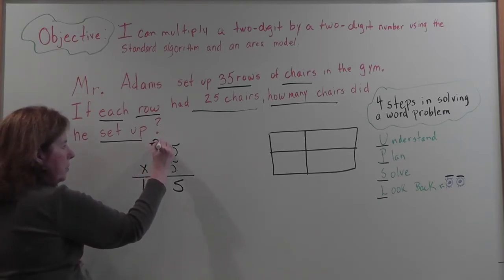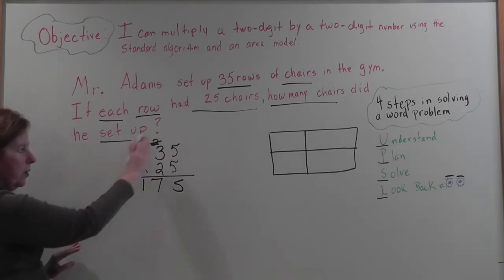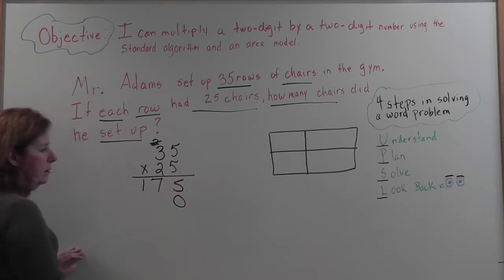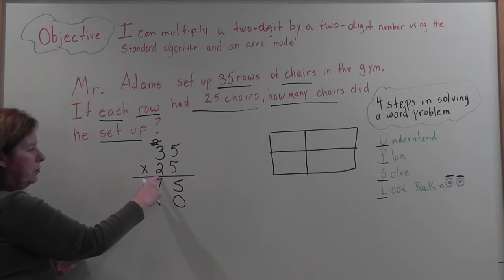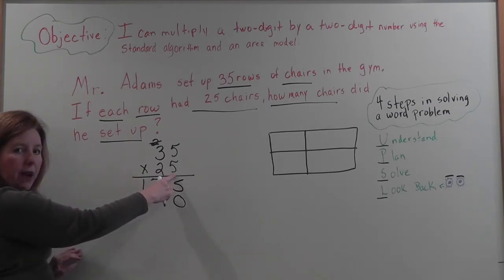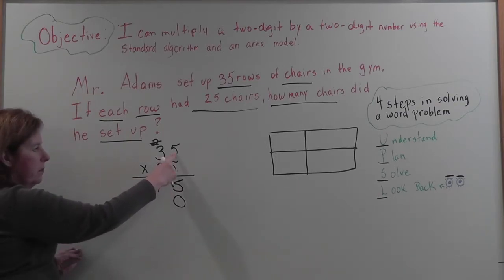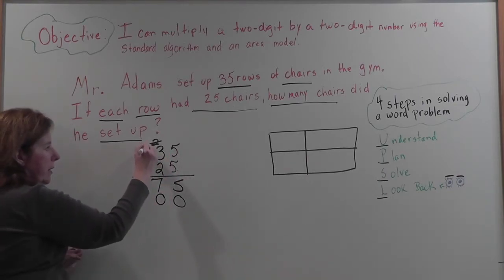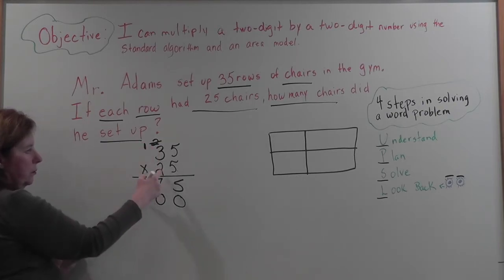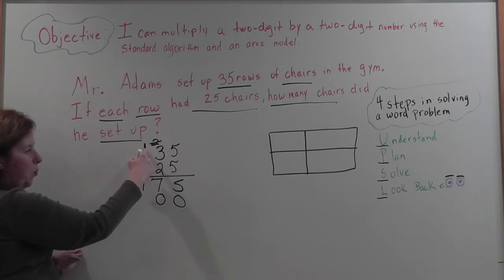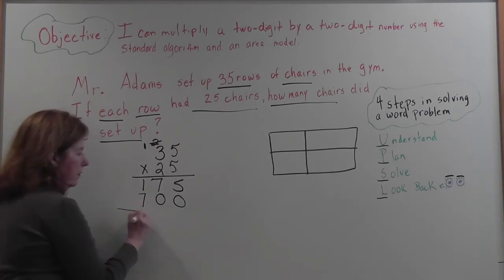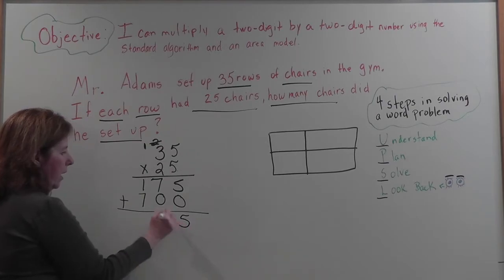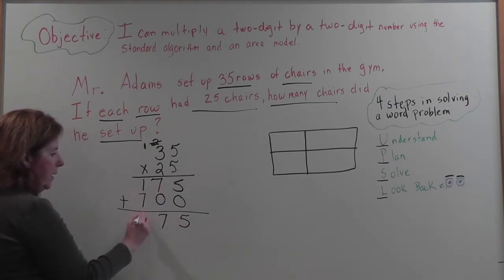Now I'm going to scratch this out, because I've already used it. I don't want to be confused. Now my next step is to put a 0 here. Then I'll multiply my 2 just the same way as I did my 5. 2 times 5 is 10. I'll put my 0 down. Now I'll bring my 10 over. 2 times 3 is 6, plus 1 is 7. Now I add. 5 plus 0 is 5, 7 plus 0 is 7, 1 plus 7 is 8.